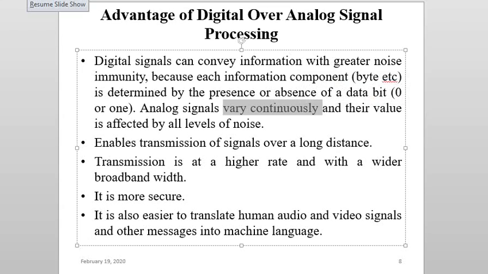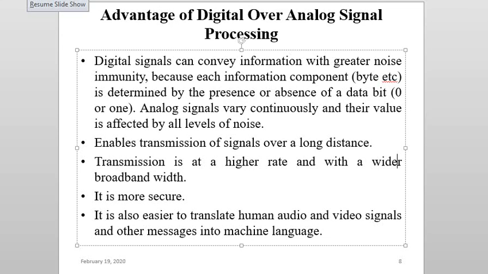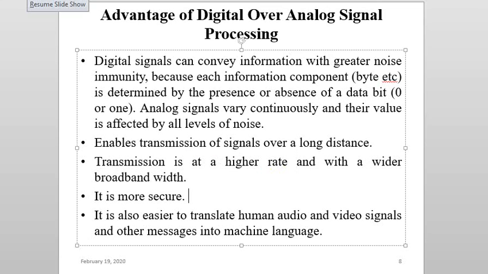Now, it enables transmission of signals over a long distance. By digital signal processing, we can send data or information over a long distance. Transmission is at a much higher rate and with wide bandwidth. That's why digital signal is also used, and digital signal is moreover very secure.